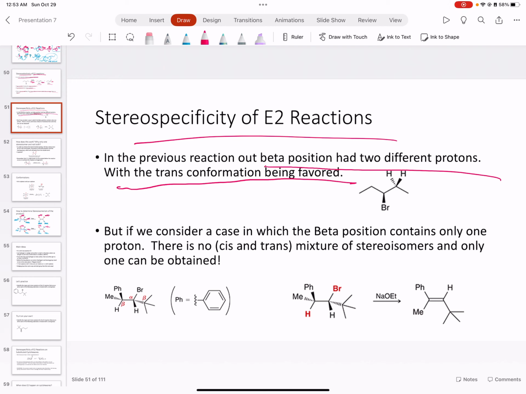So if we have this type of relationship, then we will technically be able to get cis and trans. We will be able to get both products, but the one being favored will be the one in the trans position. But if we consider a case in which a beta position contains only one product, so for example, if I was to have a CH, and then instead I will have this on a chlorine, for example, that means that there will be no cis and trans mixture, and we'll have to find out which one we can obtain.